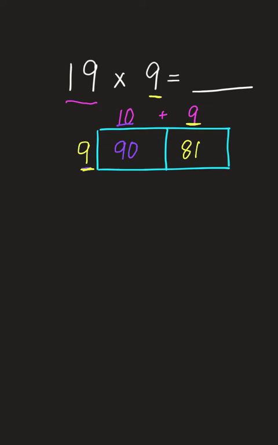Finally, I'm going to add those partial products, 90 and 81 together. Start in the ones column, 0 plus 1 is 1, 9 plus 8 is 17. So my final answer of 19 times 9 is 171.